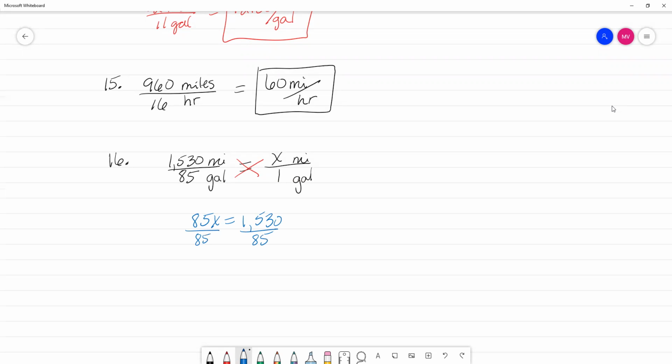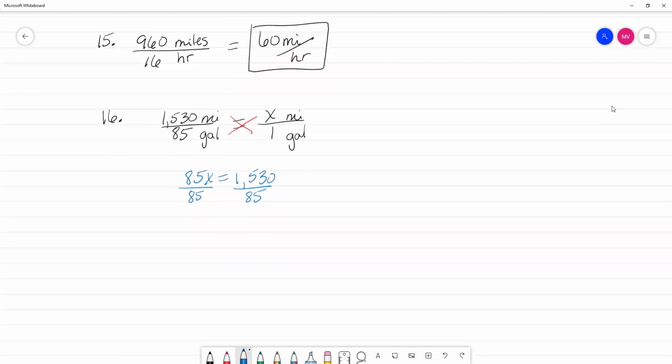So in the previous problems, I just let you look at that and know to get rid of that 85 in the denominator, you just do your division, divide the numerator by the denominator, and that leaves the denominator as 1. It just turns it into a whole number. But this shows you the math of why that always works. So once we cross multiply, we can isolate our variable and we end up with the unit rate. 1,530 divided by 85 is 18. So that's 18 what? Miles per gallon.